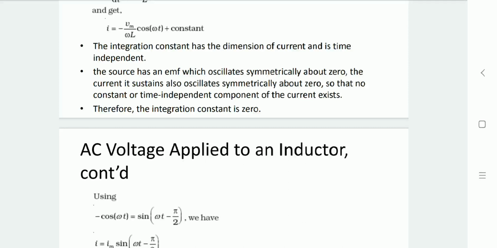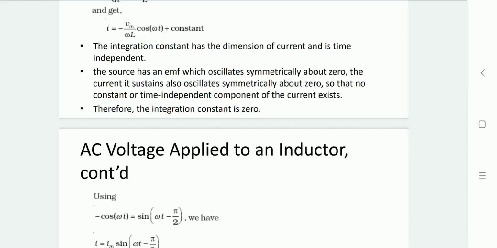If we represent it in terms of sine, then we can better understand the phase difference between voltage and current. If both are denoted in the same function, then the phase difference is directly visible. That's why, whatever current equation we obtain, minus Vm by omega L cos omega t, let us rewrite cos omega t in terms of sine.